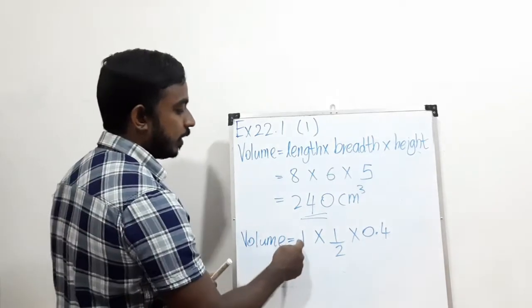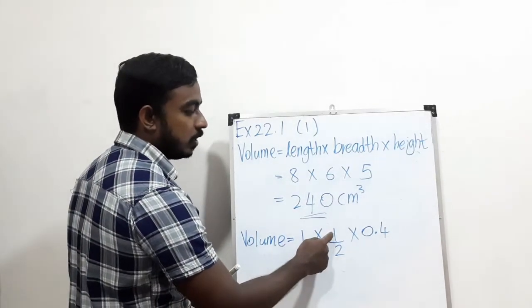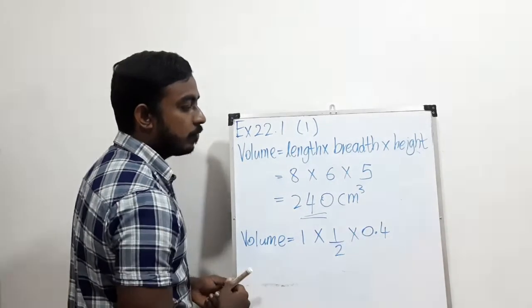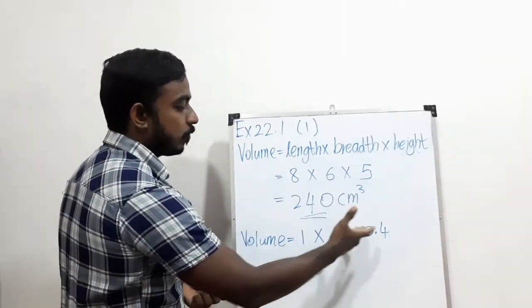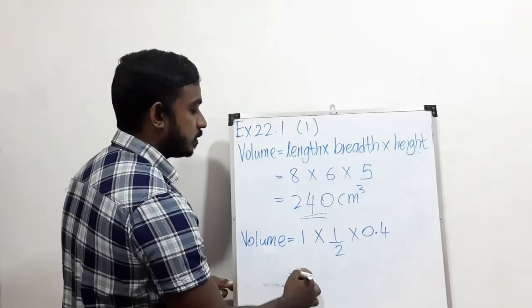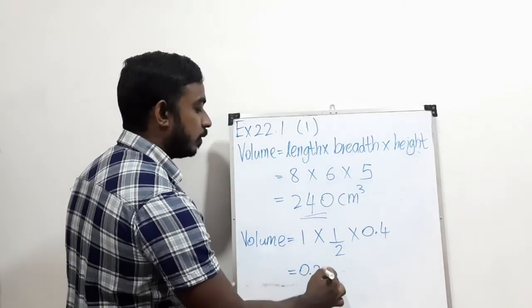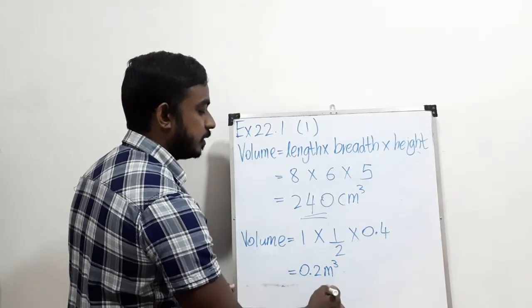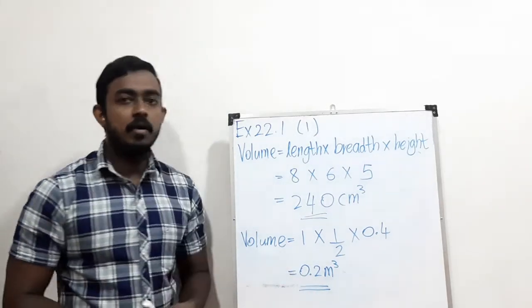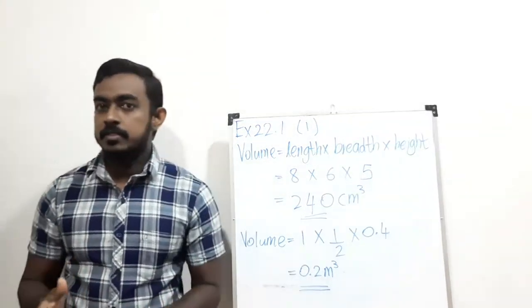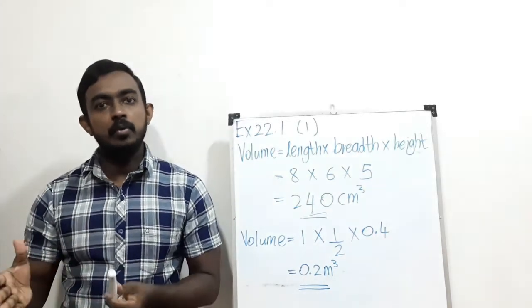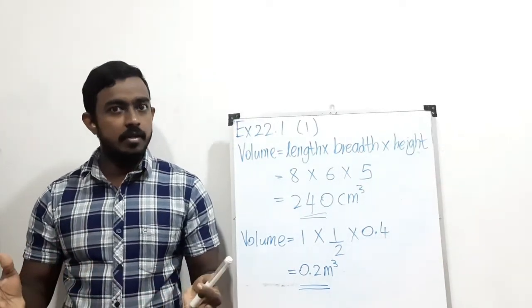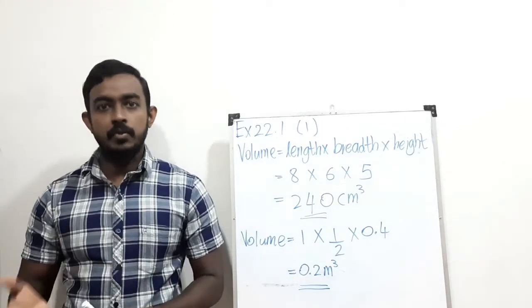Now let us multiply this. 1 times 1 is 1. 1 times 0.4 is 0.4. So when we divide 0.4 by 2, then it will be 0.2 cubic meters. So this is going to be our answer. So as you can see, by using this formula to find the volume of a cube or a cuboid, it is very easy. Okay, let's do another question.